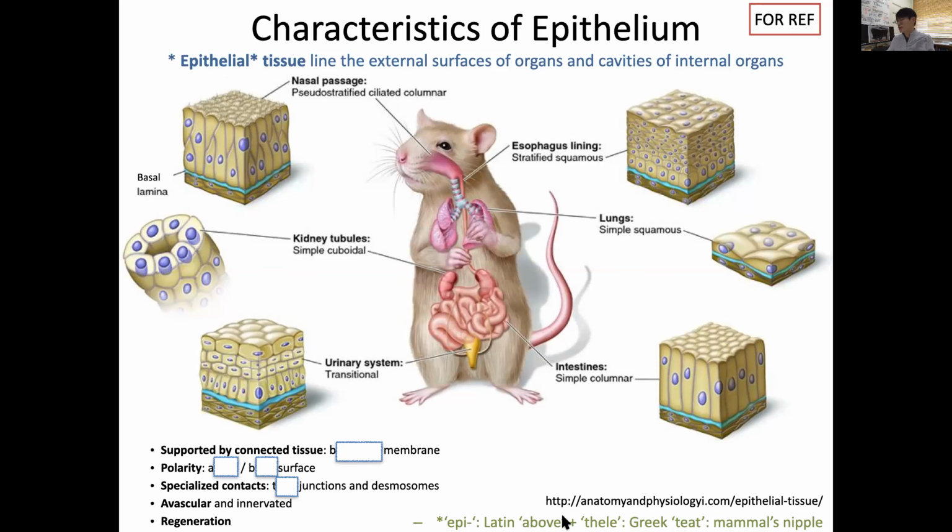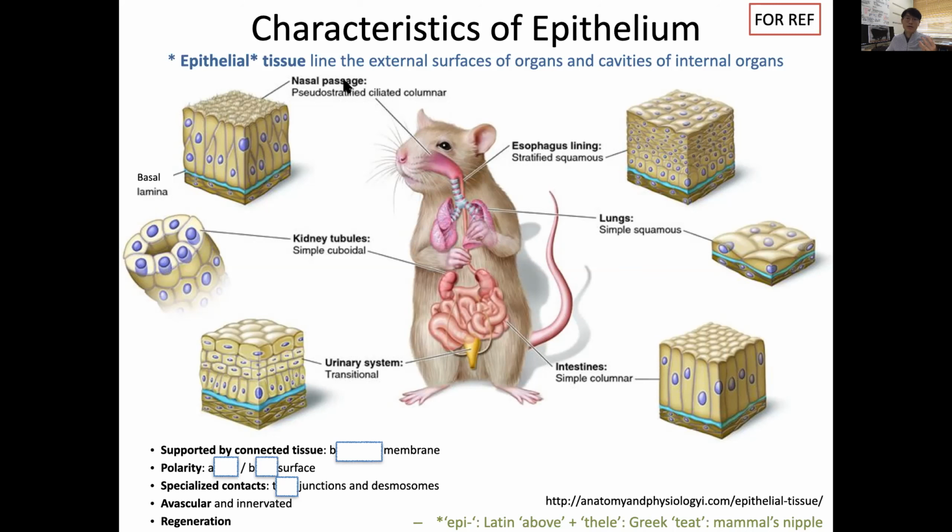Epi means above, that's the surface. And thelia is a Greek word for teeth or a mammal's nipple. So probably we found this one from these. Epithelial tissue lines the external surfaces of organs and cavities of internal organs, including our gastrointestinal tract from mouth to anus.